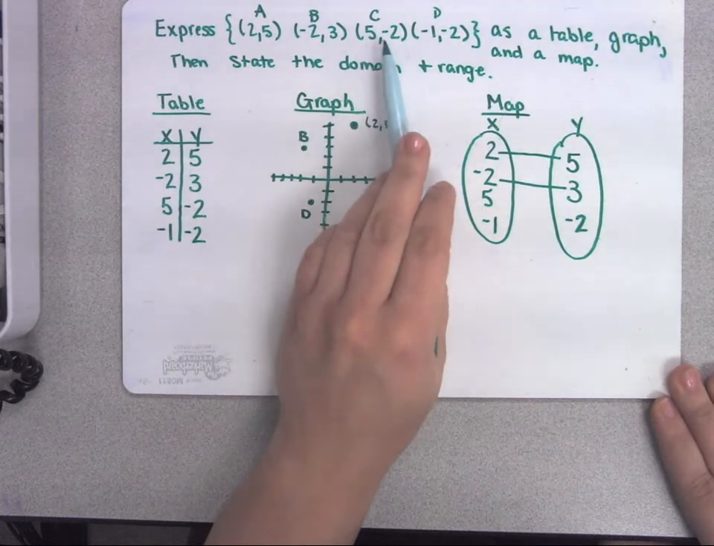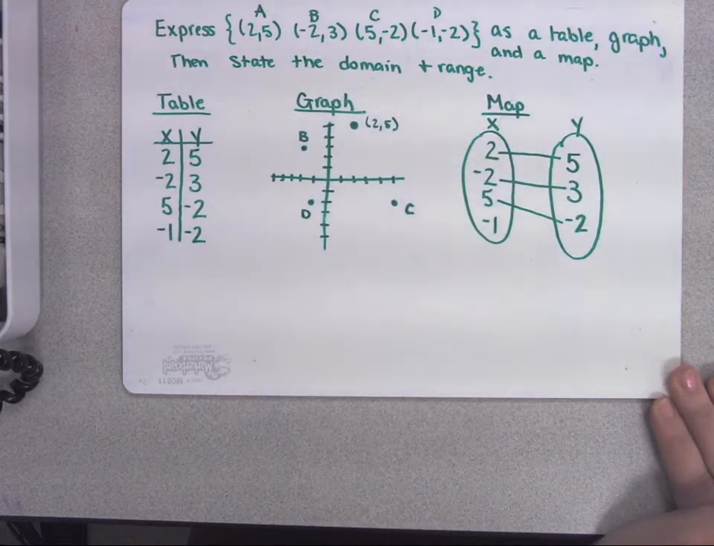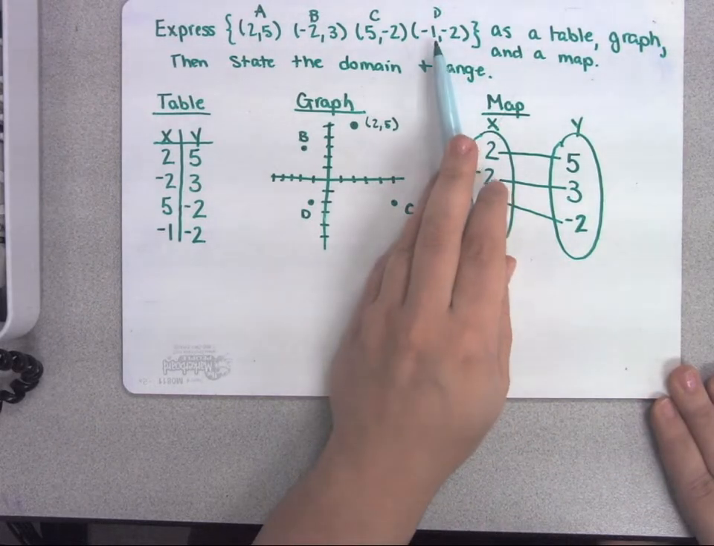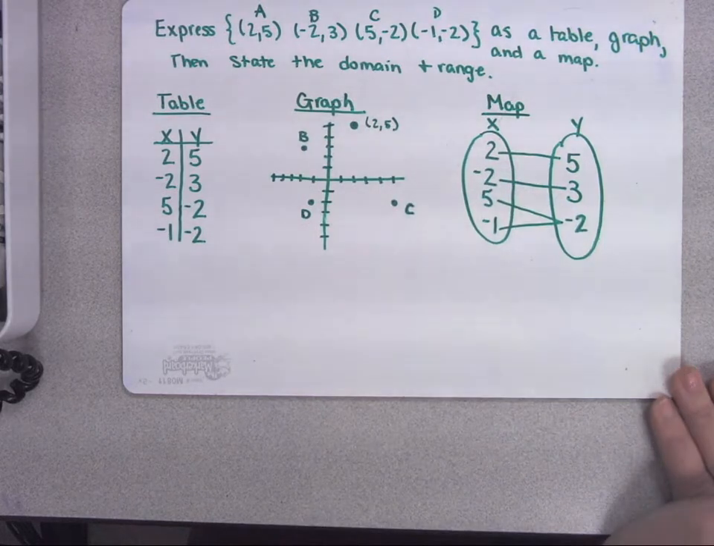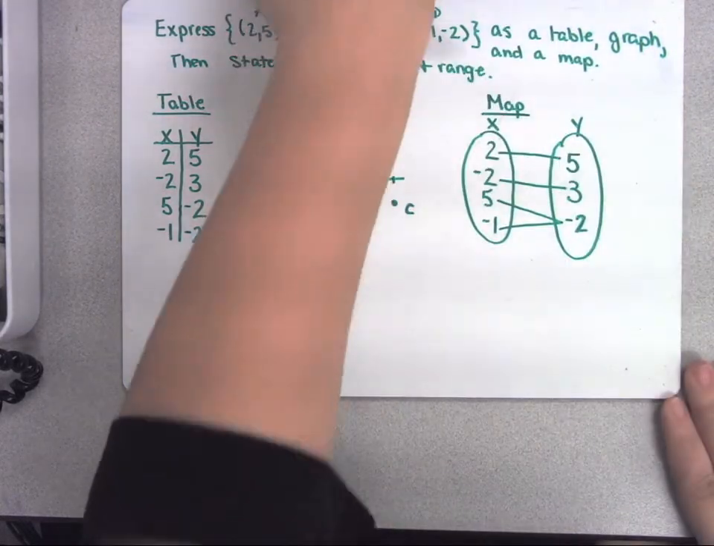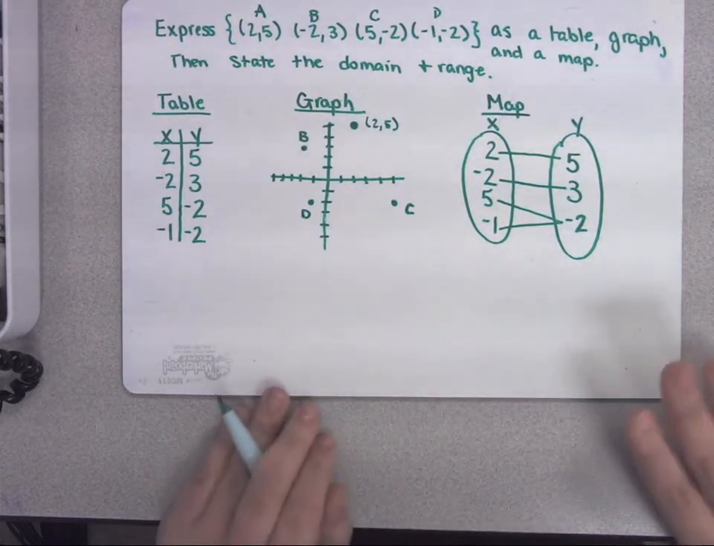C, the point was 5, -2. So from 5 to -2, I draw a line. D, -1 to -2. So then that's why there's 2 lines going to one number, right? Because we do not write the repeats. That's pretty simple, pretty self-explanatory.